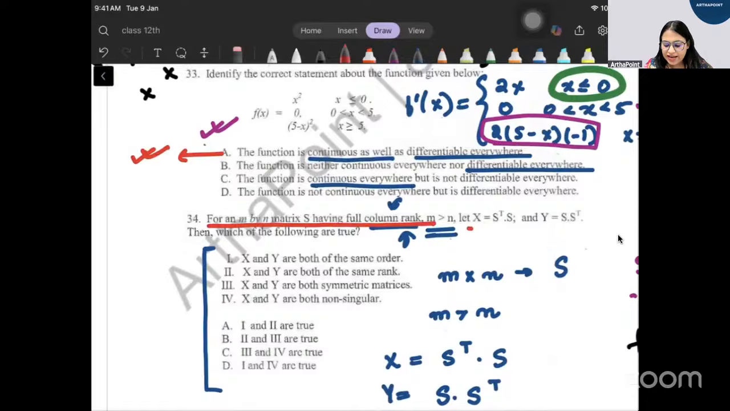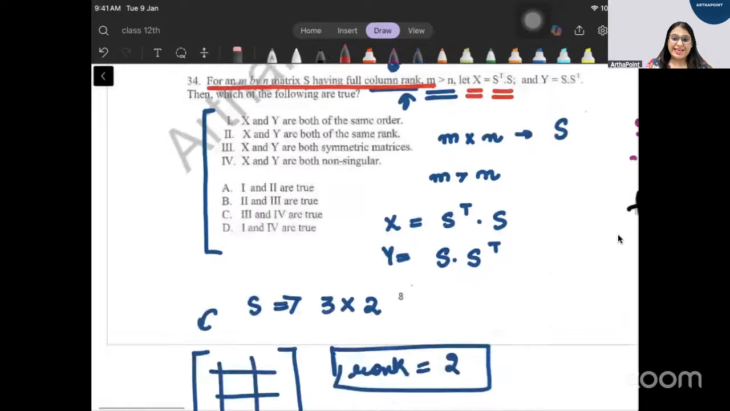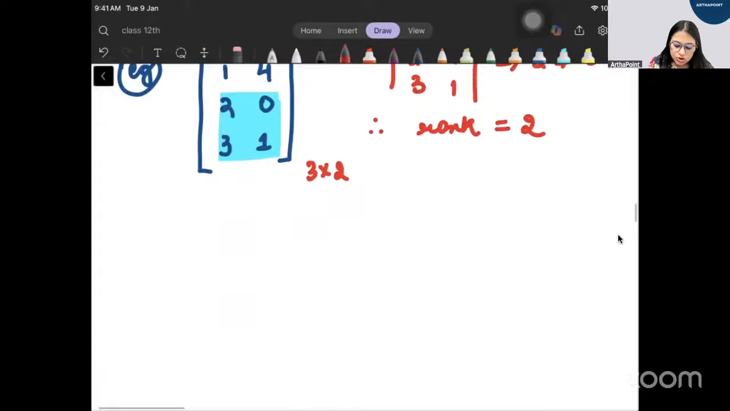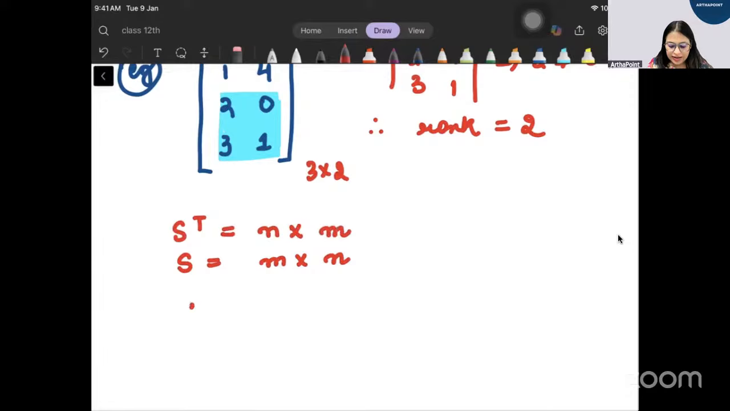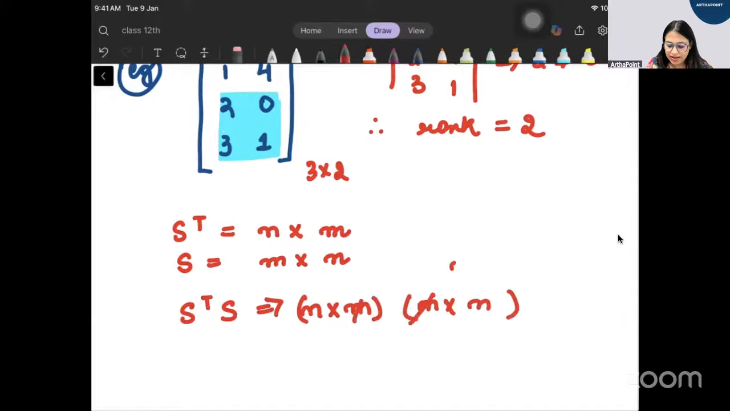Now it says X is S transpose S. माने, so S का अगर मेरा डायमेंशन इज M क्रॉस N, तो S ट्रांसपोज का डायमेंशन विल बी N क्रॉस M, एंड S ट्रांसपोज S का डायमेंशन क्या हो जाएगा? इट विल बी N क्रॉस M, M क्रॉस N. So it means it will be N cross N.